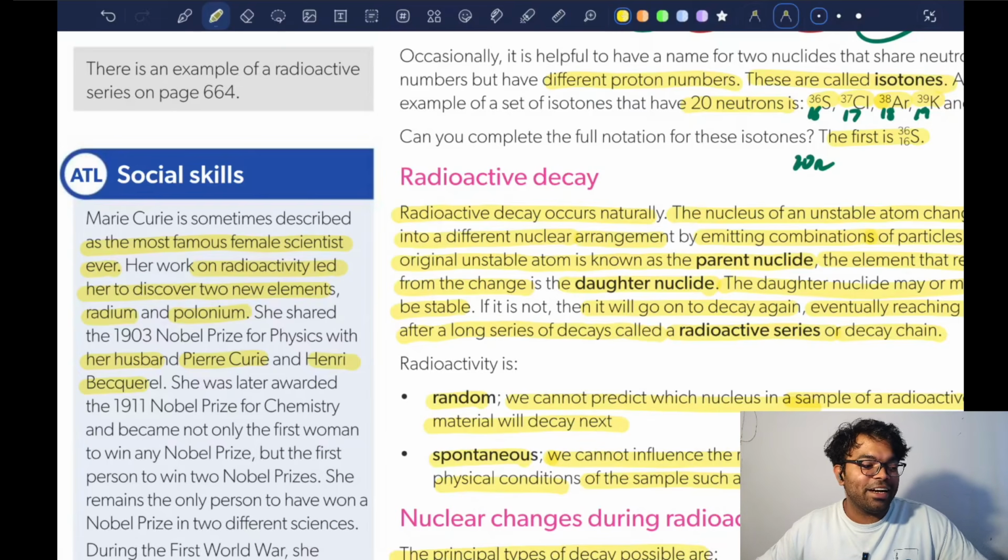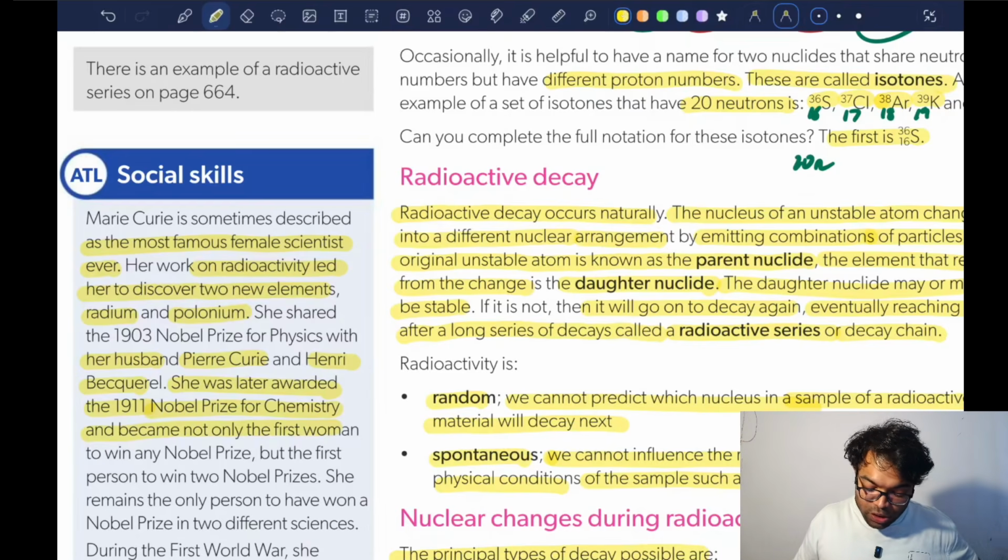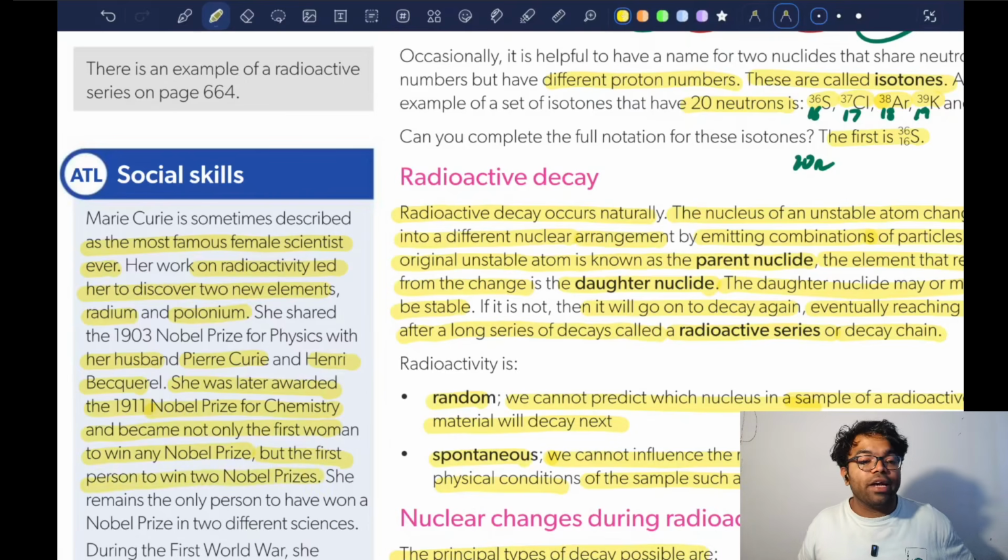From there I learned that three people can have one Nobel Prize. Okay, the prize can be shared among three people. So these three people, Henry Becquerel, Mary Curie, and her husband Pierre Curie, all of them got the Nobel Prize in radioactivity in physics. She was later awarded the 1911 Nobel Prize for chemistry, and she became not only the first woman to win a Nobel Prize, but the first person to win two Nobel Prizes. She became the first person ever to get two Nobel Prizes.